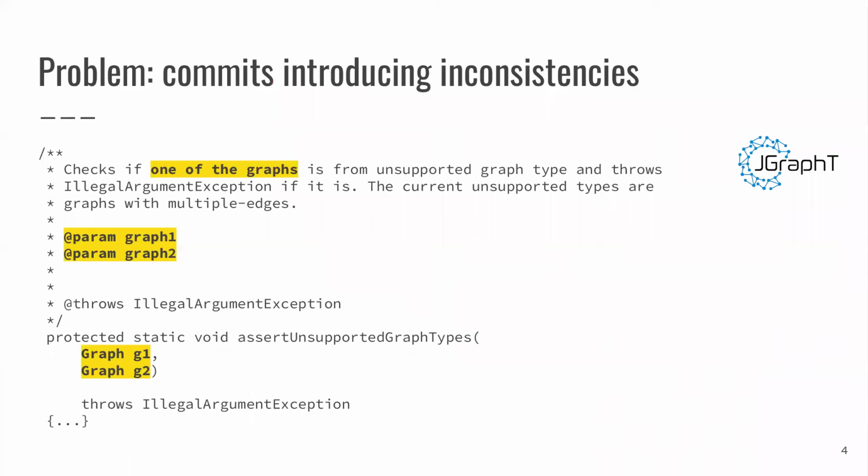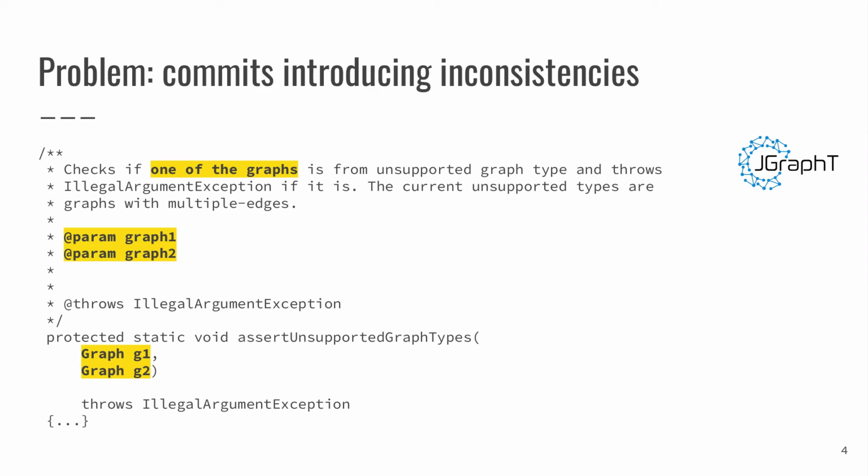In our work, we target the problem of commits introducing inconsistencies between source code and their respective comments. Here in this slide, I have an example of a jgrapht code snippet. jgrapht is a public open source Java library for graph manipulation. And I would like to draw your attention to three places highlighted in bright yellow on the slide. We'll start with the bottom one.